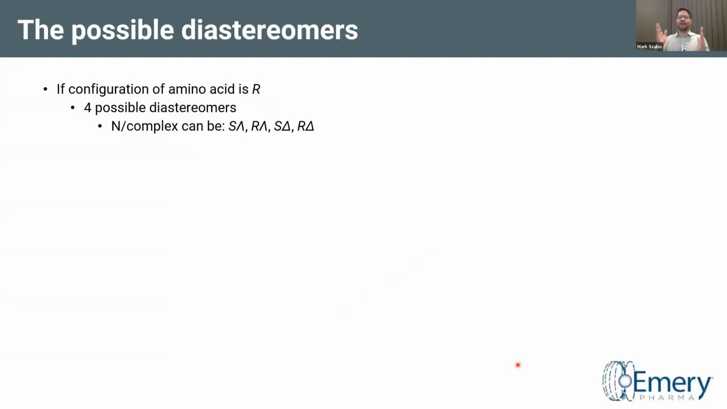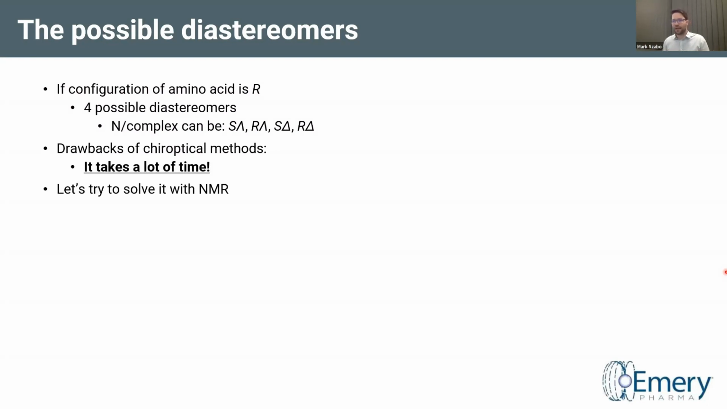So let's say that we know the configuration of the amino acid, which is R. Then there are 4 possible diastereomers because the nitrogen atom can be S or R, and the complex can be lambda or delta. So these are the 4 possible isomers, diastereomers. And actually, there are other methods with which someone can figure out the configuration of a given compound. And these are chiroptical methods.